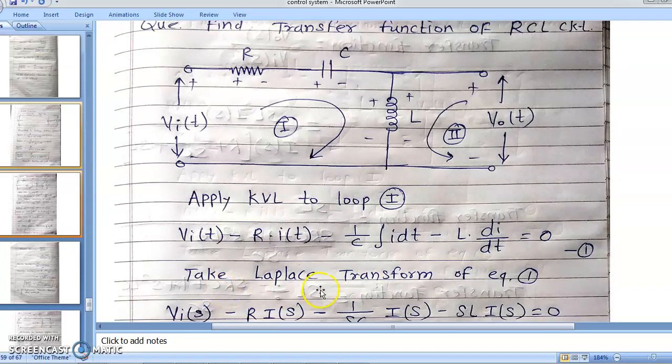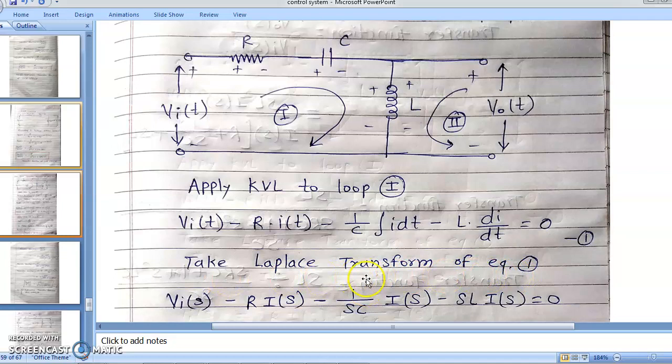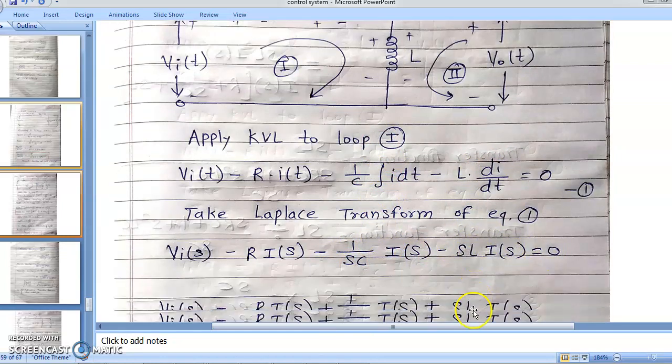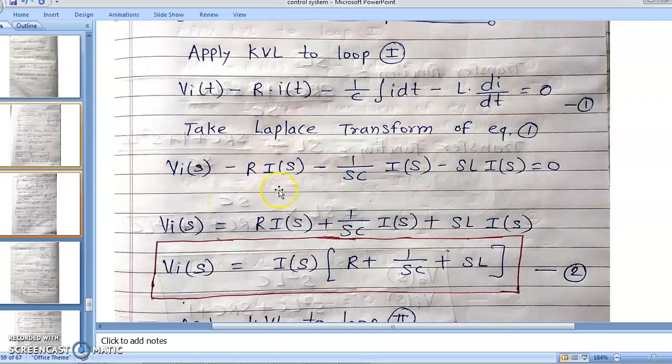Take the Laplace transform of equation 1. We are converting the time domain to the S domain. V_i(t) is replaced by V_i(s), minus R times I(s), minus 1/(SC) I(s), because of the integration, minus SL I(s), because of the derivative, is equal to 0. Rearrange the terms, take them to the right-hand side and take I(s) as common. We get V_i(s) is equal to I(s) times the bracket R plus 1/(SC) plus SL. This is equation number 2.